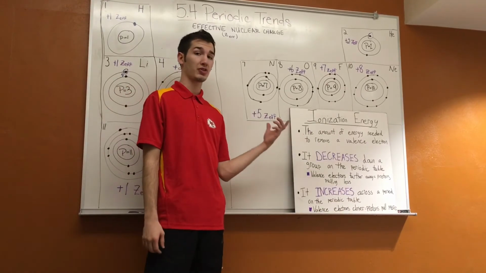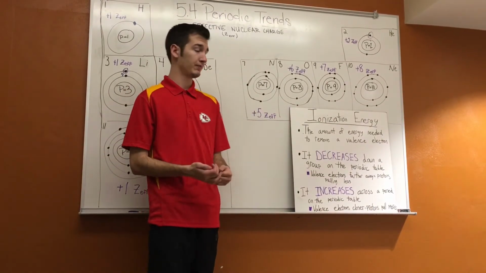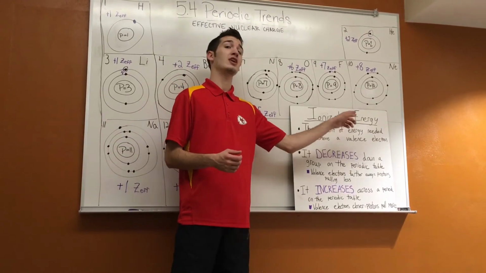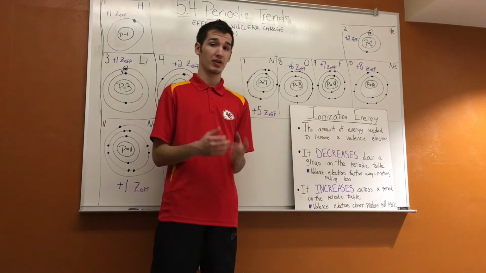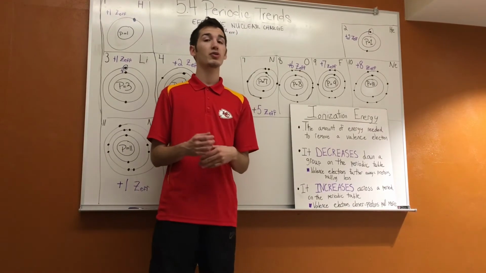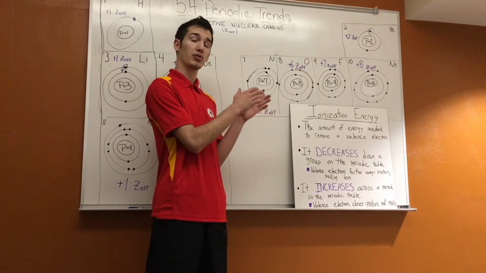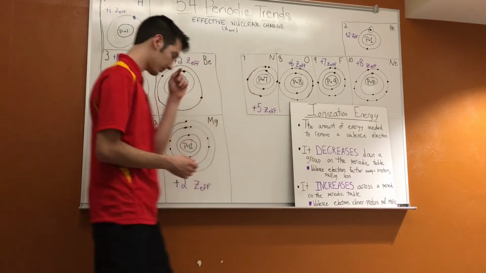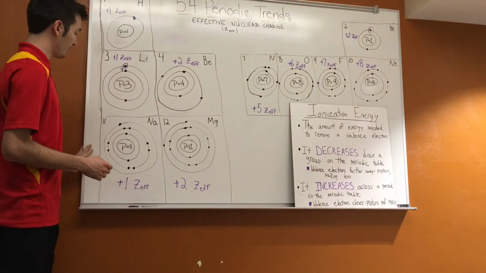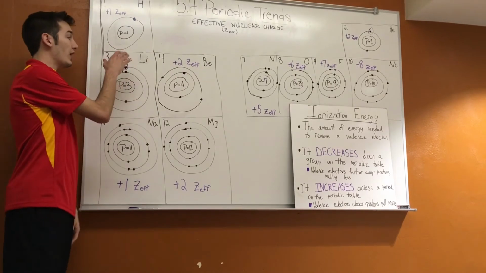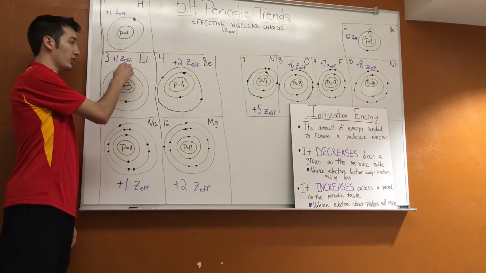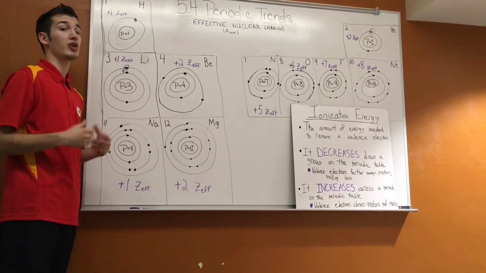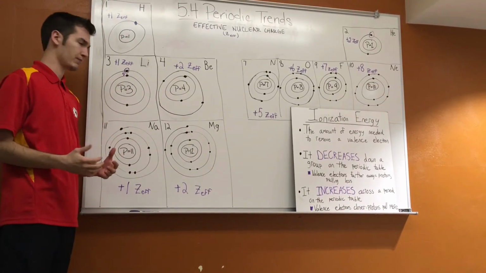Okay, so let's look at our next trend, ionization energy. Ionization energy is defined as the amount of energy needed to remove a valence electron. So let's look at how that trend goes down a group and across a period on the periodic table. Down a group. So ionization energy is basically if we wanted to take this outer electron and pluck it off and take it away, how much energy are we going to need to do that?